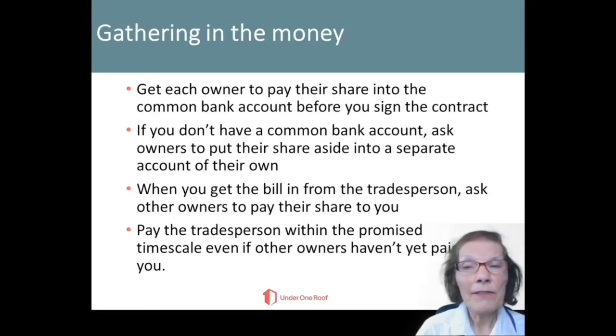However, if it's a large sum of money and that doesn't seem reasonable, or owners won't, then what you have to do is get the tradesperson to carry out the work. When they've finished, pay the tradesperson within the promised time scale, even if other owners haven't paid you at that point. It is a risk area for owners who organise repairs, and it's one of the reasons why it's so good to have a factor.